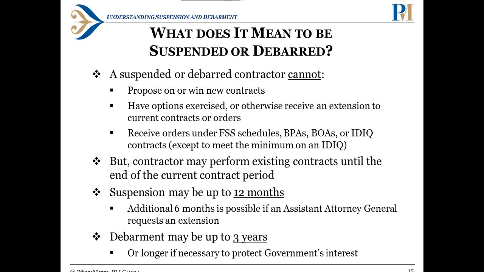There's a recent case, Agility, where the government had brought an indictment against a contractor and had begun litigating against them, and the court said that you could have the suspension in place longer than that 18 months. And then a debarment is usually limited to up to 3 years, but it can also be extended if the government finds it's in its interest to do so.